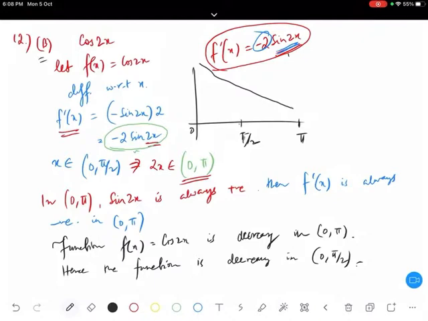Here, which of the following functions are strictly decreasing on 0 to pi by 2? So B will come as an answer. So you have to check each one of them. Let us check question number C now, whether that one is decreasing or not.